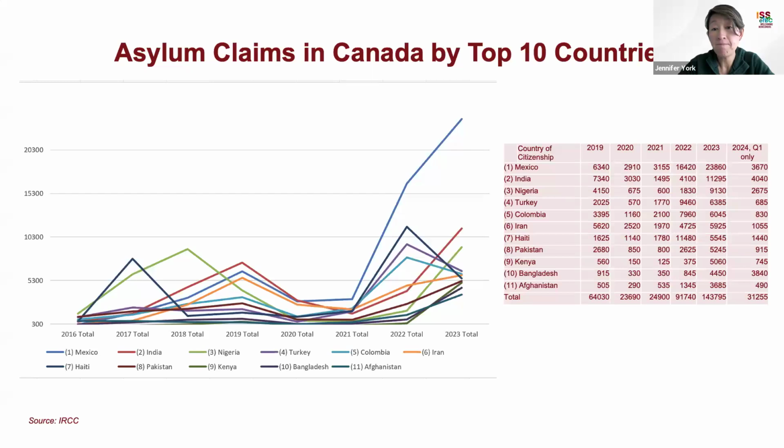Next slide. In this slide, it's just to give you a sense of the top 10 countries who made asylum claims in Canada. The top 10 countries are determined through the numbers in 2023. You can see the top 10 countries are Mexico, India, Nigeria, Turkey, Colombia, Iran, Haiti, and Pakistan. I put in Afghanistan, even though it's the 11th one, just to have a sense of where they fit in terms of asylum claims to Canada. Next slide.